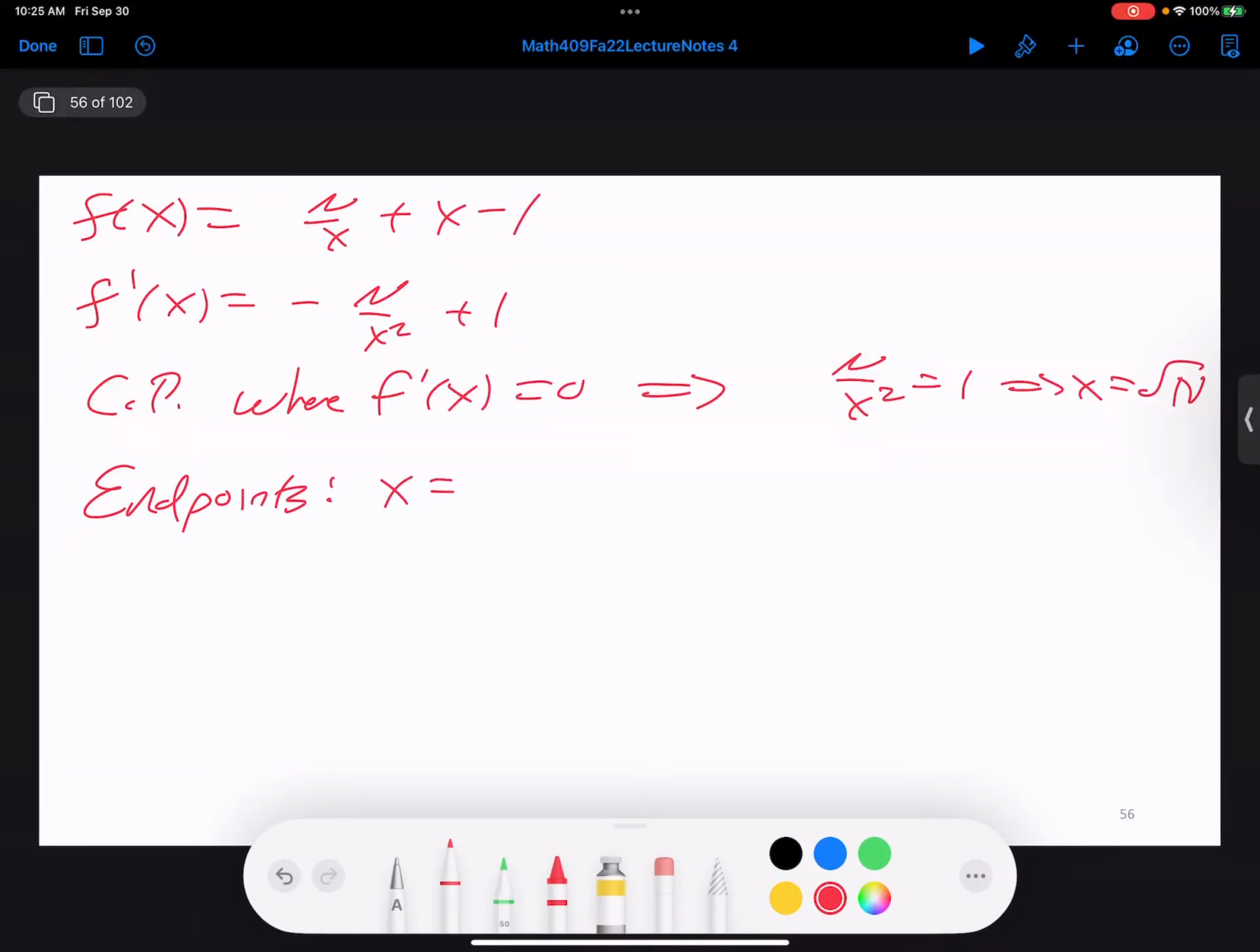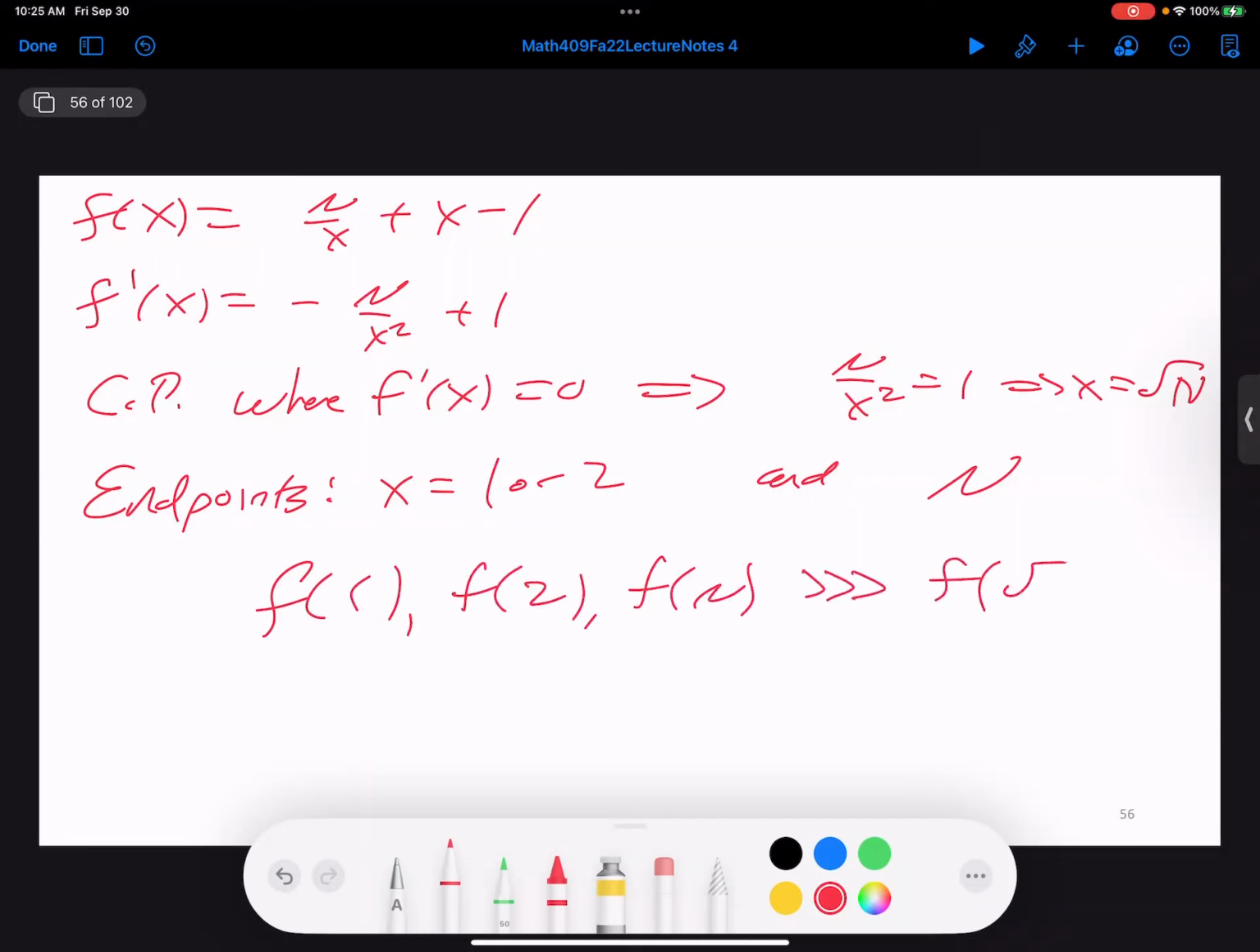And 1 or 2 and n. Clearly, if we do either one of those, we see n over x plus x is going to be much worse. So f of 1, f of 2, f of n are much larger than f of square root of n. And f of square root of n is basically going to be n divided by square root of n plus square root of n minus 1. So it's going to be basically 2 square roots of n minus 1.